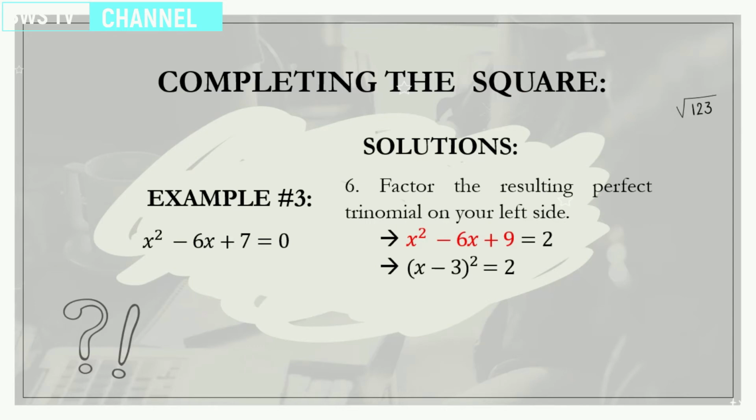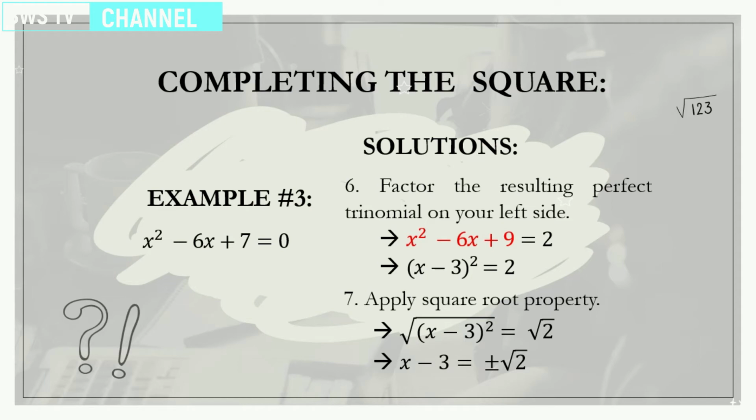We have step number 6. Factor the resulting perfect trinomial on your left side. Again, just bring down x without exponent. Then what is the sign in the middle? Negative. Bring down negative. Take the square root of the last term, which is 9. The answer is 3. So put parentheses, enclose them with parentheses. Then put the exponent outside. Then bring down 2. So we have the factor (x minus 3) quantity squared is equal to 2.